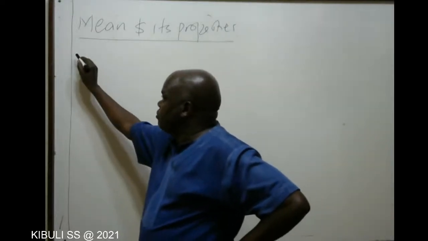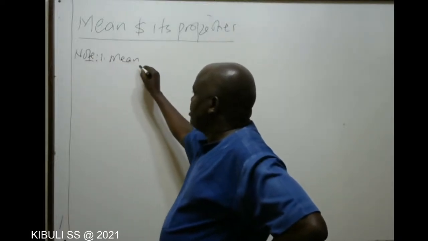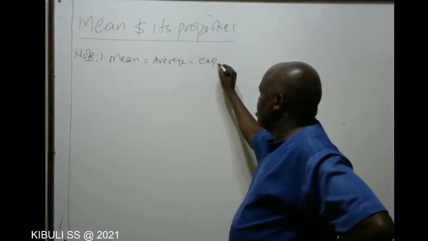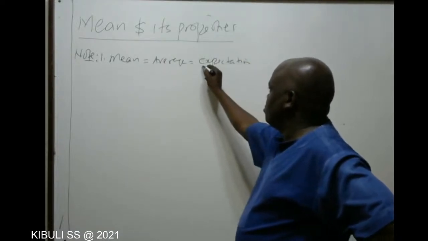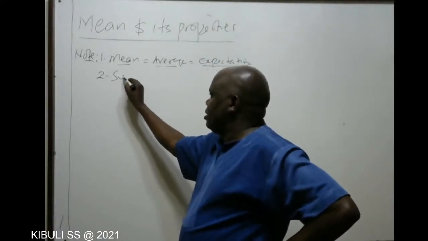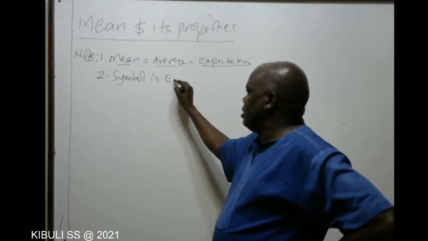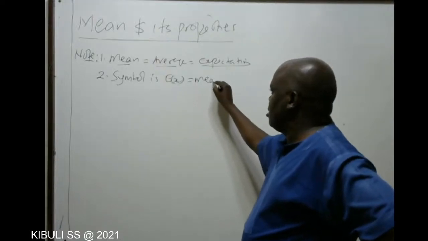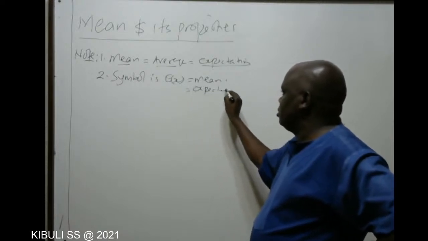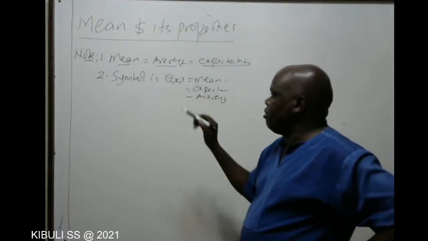Now, note first that, one, the mean is the same as average, if you are all aware, is the same as the expectation. Now, in A level, in applied maths, we normally use this commonly, but be aware about this. And two, you need to be aware the symbol for the mean is EX, meaning the mean, which is the average or the expectation. Be aware, the expectation or the average, they mean the same. So we normally use this for our symbol.